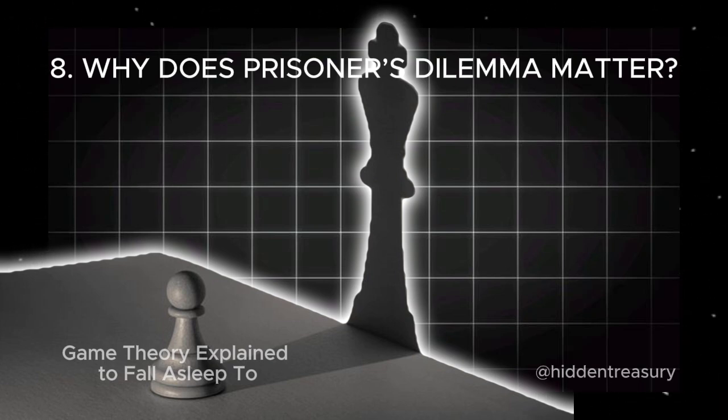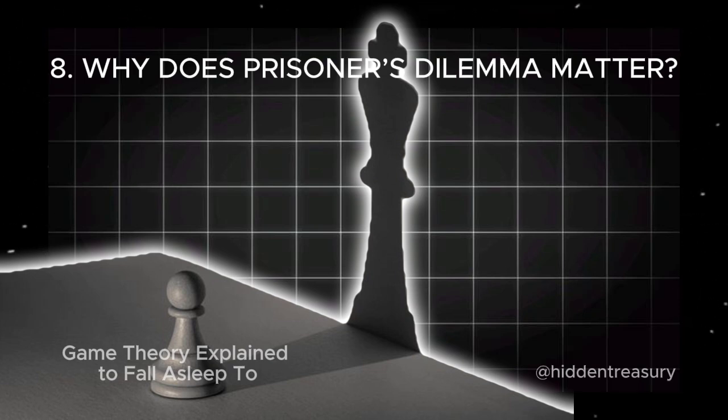Here's how it works. Two people are arrested for a crime. The police separate them and offer each the same deal. If one confesses while the other stays silent, the one who confesses goes free, and the other gets a long sentence. If both confess, they both get a moderate sentence. But if both stay silent, the punishment is light for each. They're not allowed to communicate. They have to guess what the other will do.